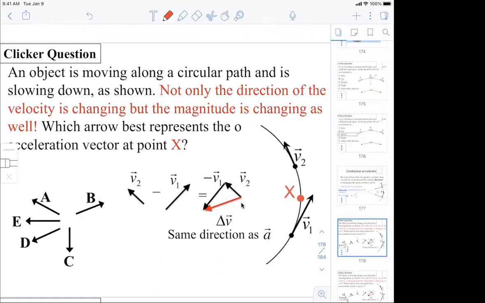The majority voted for D. The second most popular answer is E, and you can see that they're roughly in the same direction, right? Sort of to the left, but D is just a little bit more downward. So let's take a look. Would anybody like to share with us what method you used to figure out the direction of your acceleration? Given the two velocity vectors, how do we figure it out?